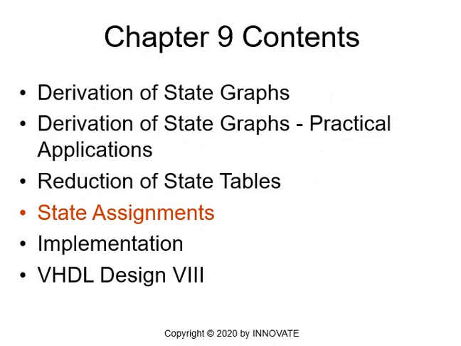In Chapter 9, there are 4 steps to design synchronous sequential networks. The first, and the most important step, is the derivation of the state graph. The second step is the reduction of state tables and state graphs. The third step is the state assignments, which is a very important step. Having an optimal state assignment will reduce the number of gates needed to implement the machine.